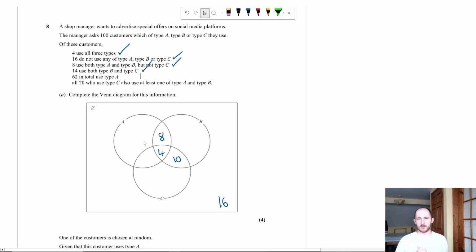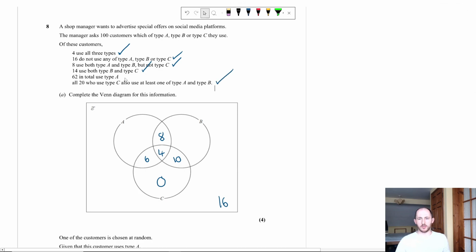Then it says 62 in total use type A, but I can't actually do anything because I have 2 different missing values. So here it says all 20 people who use type C also use at least one of A or B. So basically, in this whole circle here, it should add up to 20, but it says all people who use C use at least one of A and B. So there should be none by themselves, none at all. Which means these 3 numbers here, and again, this number's missing, don't forget, but all 3 of these numbers should add up to 20. So if 10 plus 4 is 14, that means this should be 6. So can you see that all of the numbers inside the C circle add up to 20, which is what it says here.